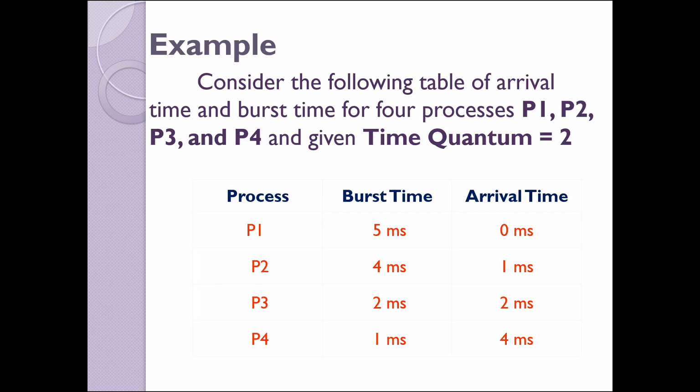Let's see the example. Let's consider the following table of arrival time and burst time for 4 processes P1, P2, P3 and P4, and the time quantum given is 2 for each process. For process P1, burst time is 5 milliseconds, P2 4 milliseconds, P3 2 milliseconds, P4 1 millisecond, and arrival time is also given for each process.